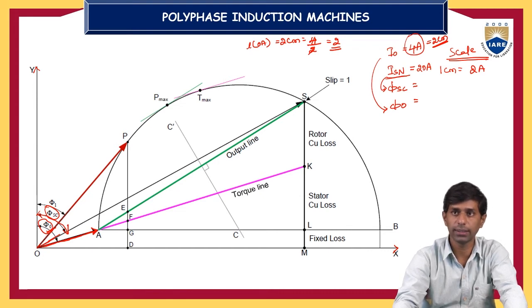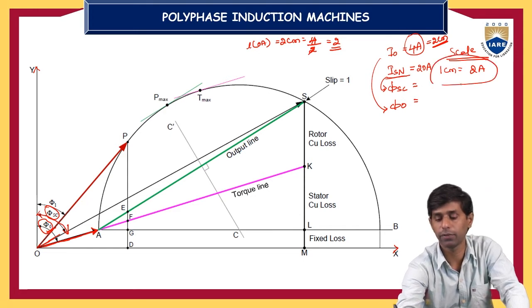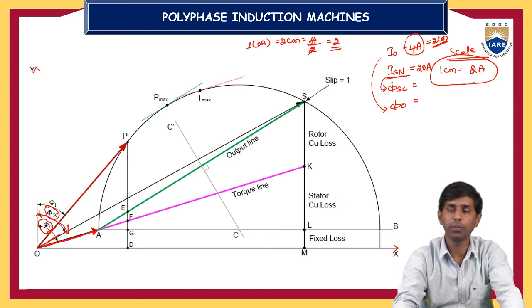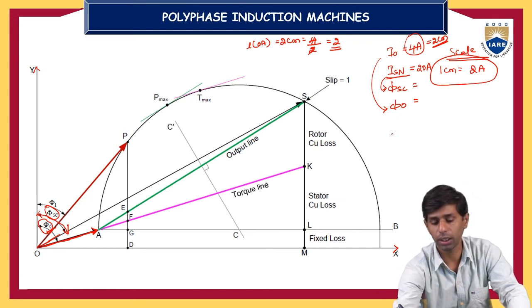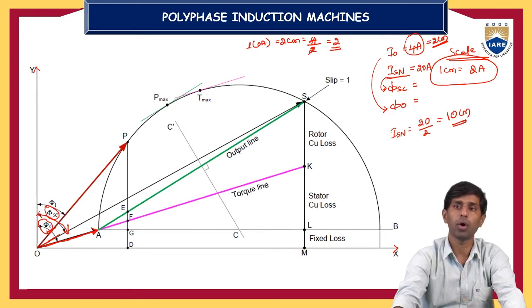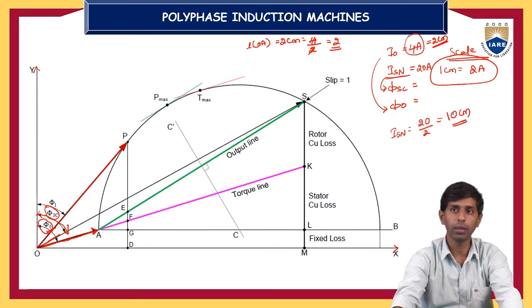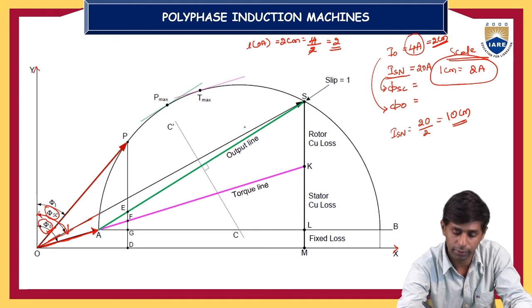From the origin, draw the ISN line with an angle phi SC from the y-axis, and the length of that line, that is ISN, depends upon your scale of the x-axis. 1 centimeter is equal to 2 ampere on x-axis. So according to that, ISN will be 20 ampere divided by 2, that is a 10 centimeter length line. We have to draw a 10 centimeter length line from the origin with respect to phi SC, that is called ISN. This is a line from origin to S.